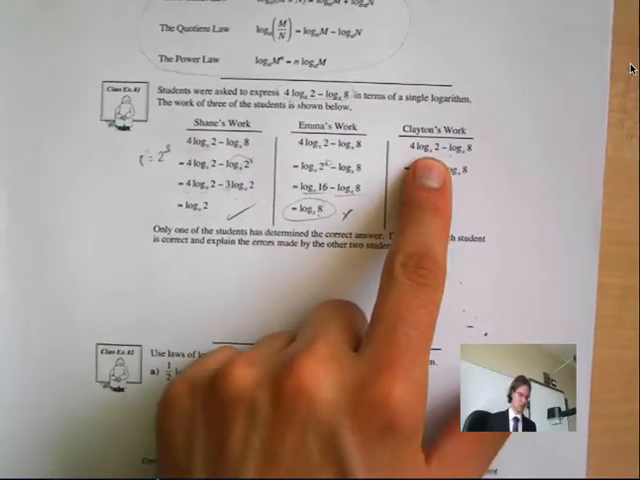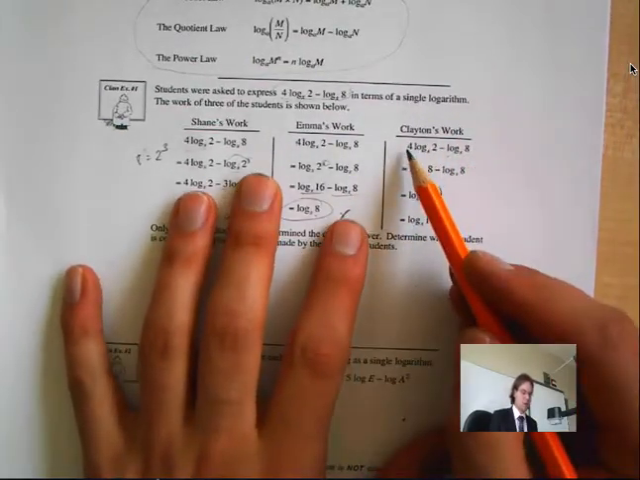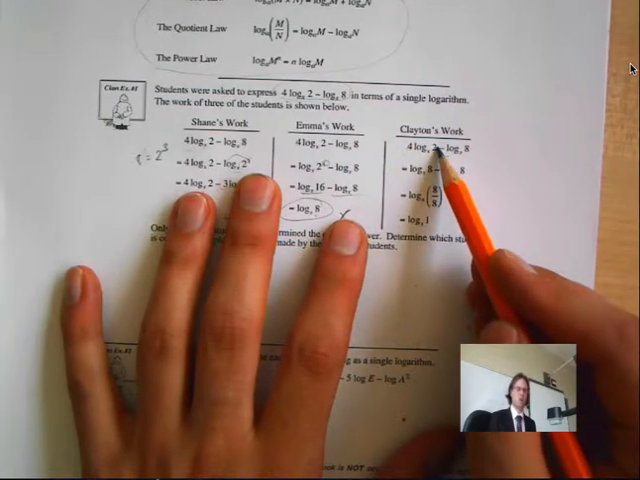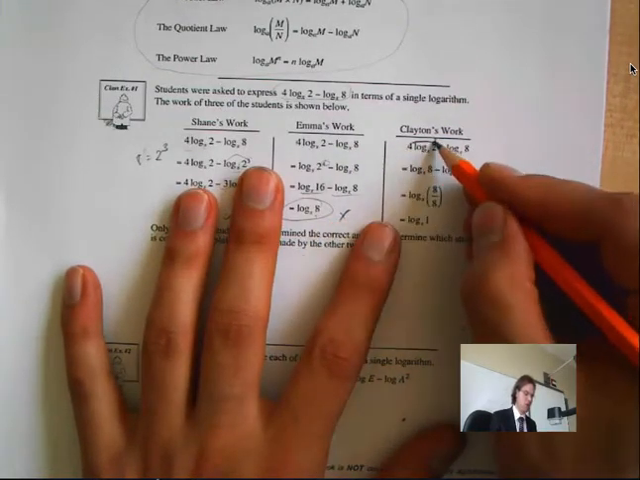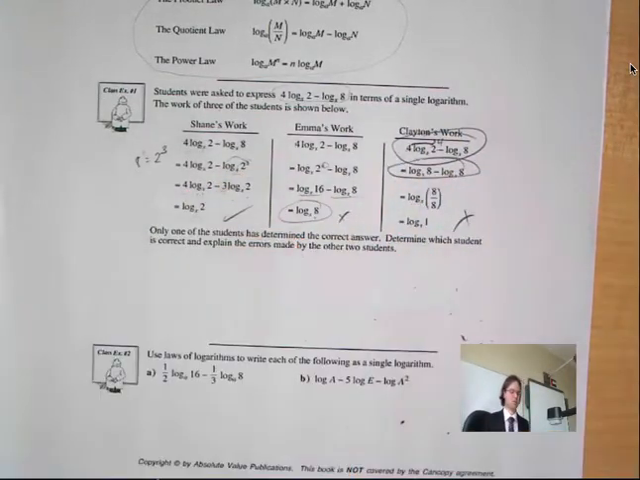Let's look at Clayton's work. Here he's looking at the same thing. But what does he do wrong here? He puts this and he multiplies this into 2. Well, this 4 should be on top, so his mistake is just in the first step to get this, so his is wrong automatically as well.